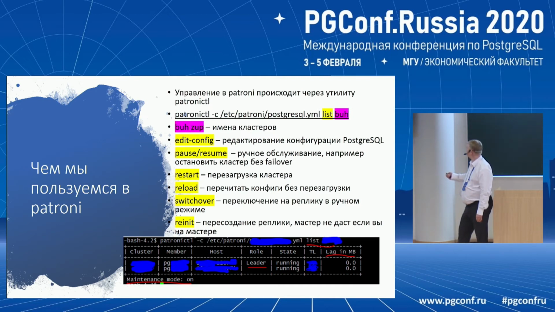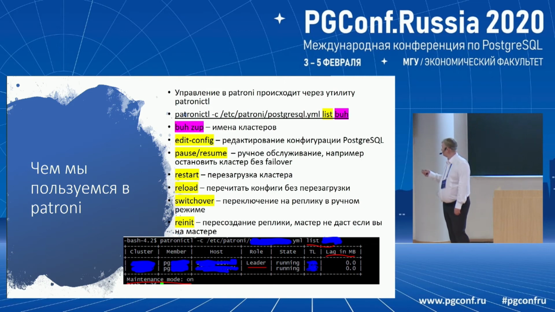When we maintain a server, instead of list, we specify switchover here, and here we should write the node names, and it will switch the nodes, and we will be able to stop the server, restart it, and install additional software.